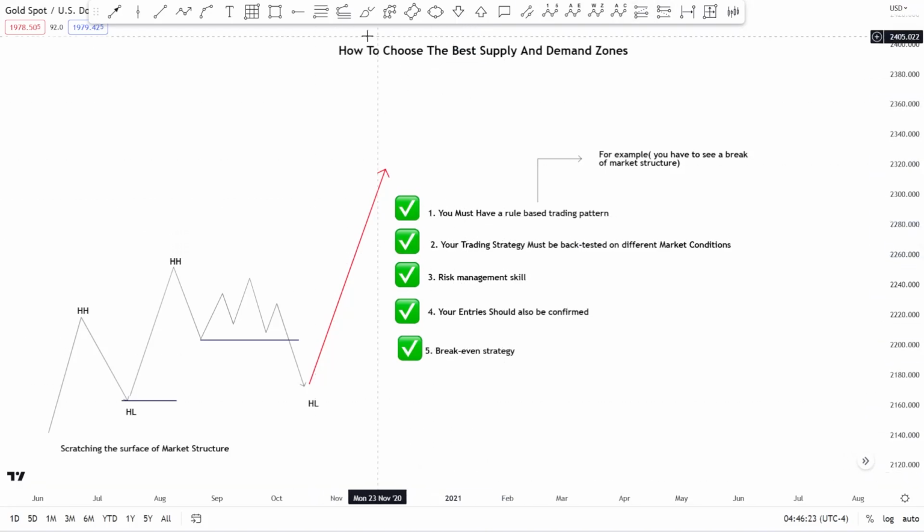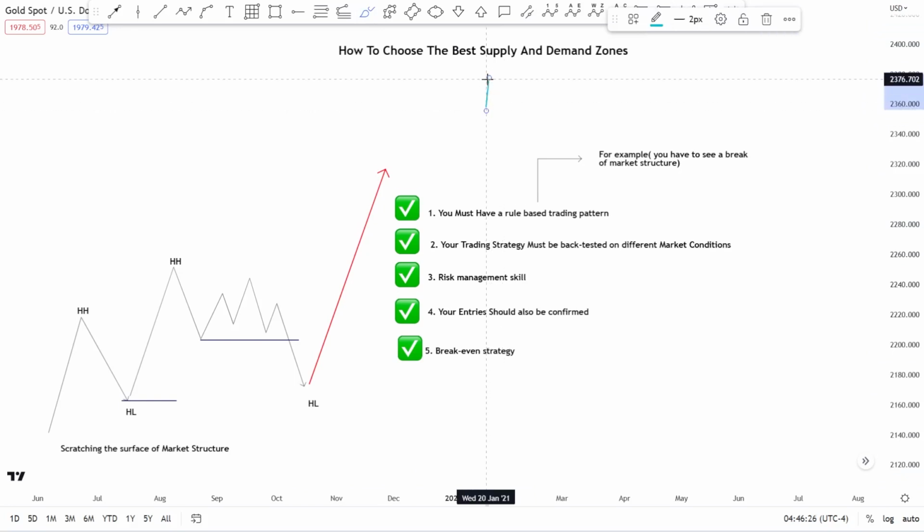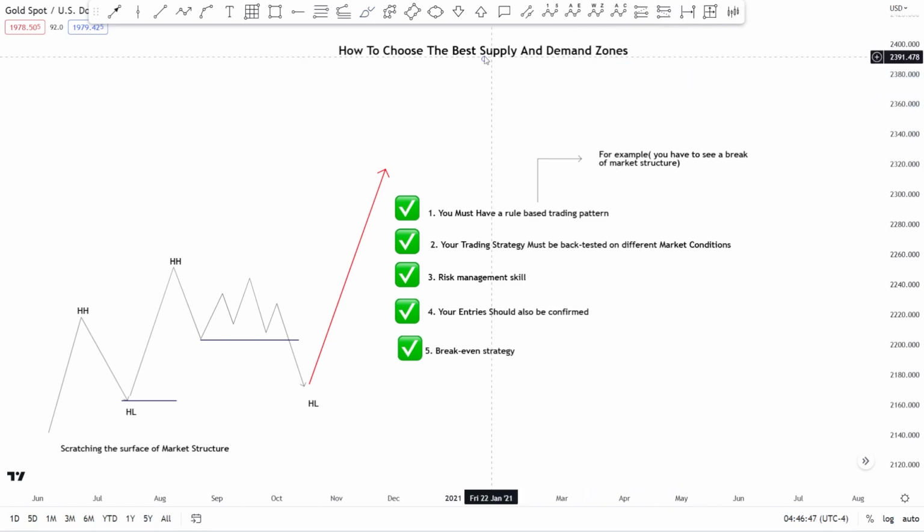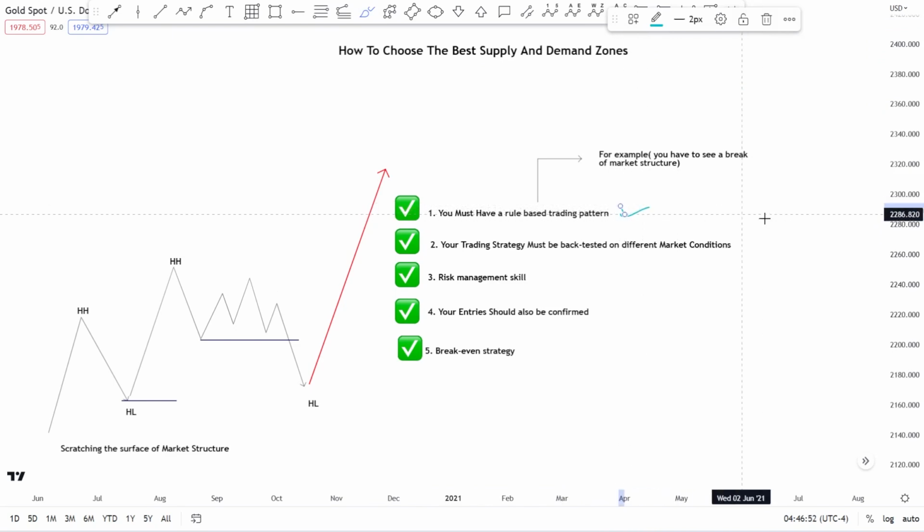In this video, guys, I want to show you how to select or choose the best supply and demand zones. You can also call this an order block, because in trading we have a lot of names that describe the same thing. The first thing you need to understand before we continue is that you need to have at least a trading strategy with rules.